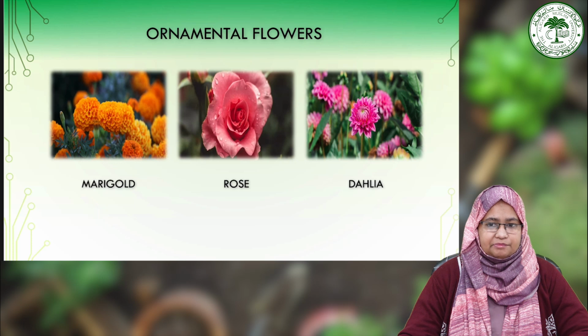Marigold seeds can be planted about 1 to 1.8 inches deep in the soil. The plant requires regular watering to produce more flowers.